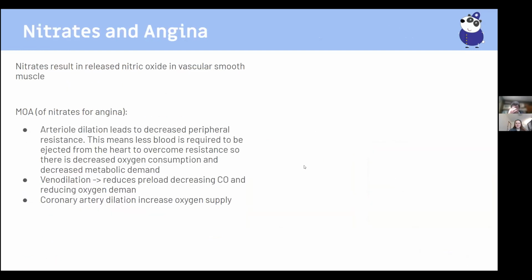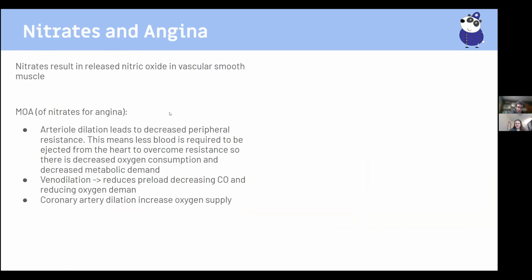Nitrates and angina, we've discussed this. Nitrates result in the release of nitric oxide in vascular smooth muscle. Katja made a really good slide on this. So if you increase arterial dilation, you have reduced afterload. That means less blood is required from the heart to get to the muscles to perfuse them and sustain the high metabolic demand. So just as a recap, angina is when you have occlusion of the coronary vessels.